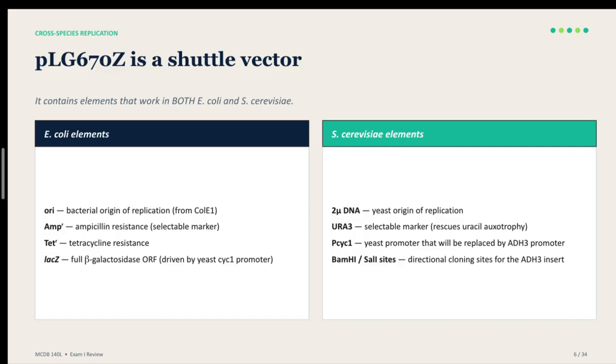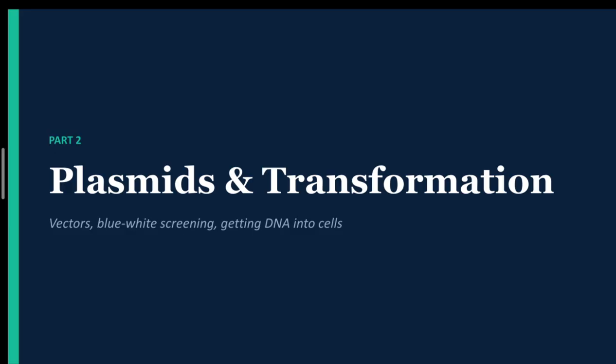So it carries one set of elements that's going to work with E. coli. So that's the origin of replication, antibiotic resistance, and then a separate set that works in yeast, which is the 2-mu DNA origin and the URA3. So I think a pretty good question is to ask about blue and white screening in this context. But maybe don't worry about it now. We'll get to that in a second. But just big picture here, the reason why it needs both elements is because it's used in both species. Okay, awesome. So let's get into plasmids and transformations.